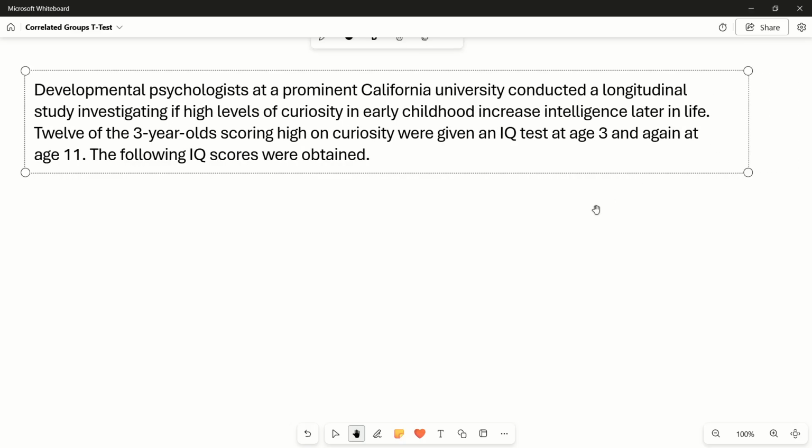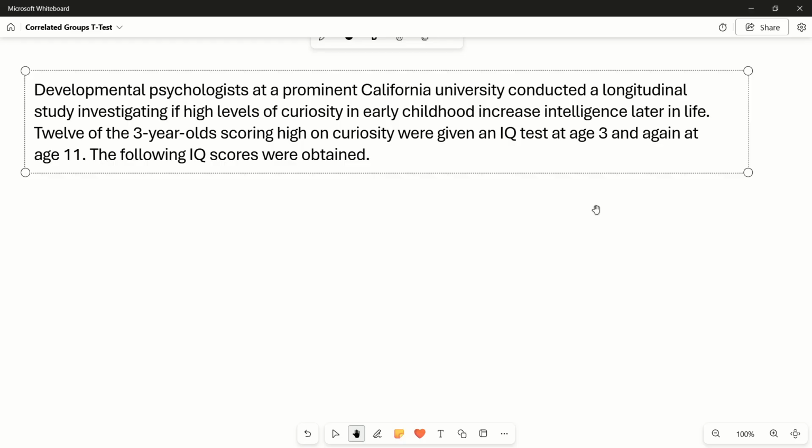So developmental psychologists at a prominent California university conducted a longitudinal study investigating if high levels of curiosity in early childhood increase intelligence later in life. 12 of the 3-year-olds scoring high on curiosity, whatever they've arbitrarily decided is high on curiosity. We don't know how they did that, but they've determined a certain score is high on curiosity. And they took 12 of those 3-year-olds and gave them an IQ test.